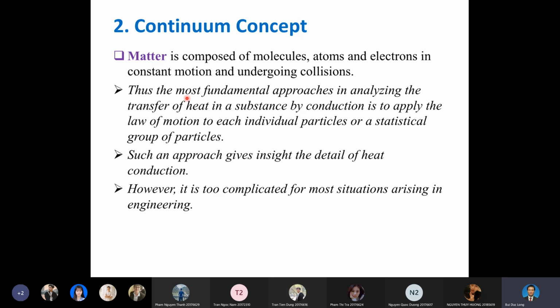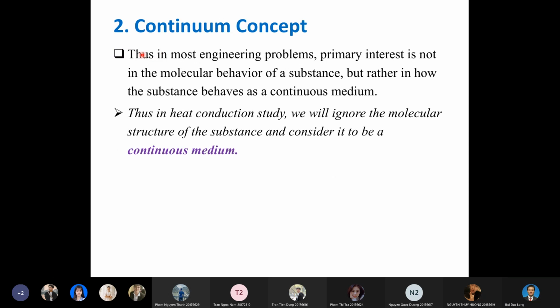This is the most fundamental approach in analyzing the transfer of heat in a substance by conduction: to apply the laws of motion to each individual particle or statistical group of particles. So this is the matter.